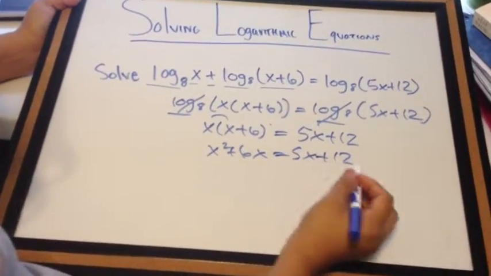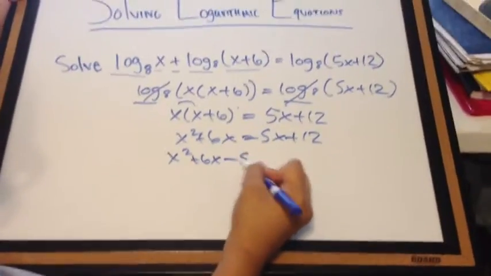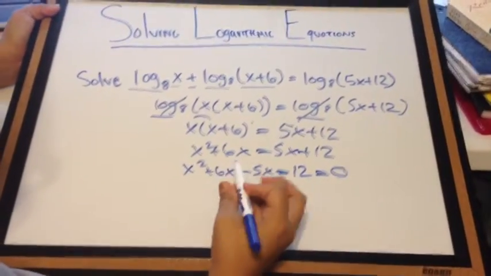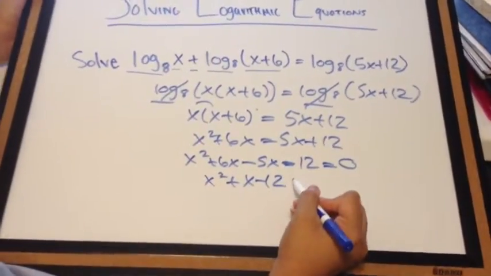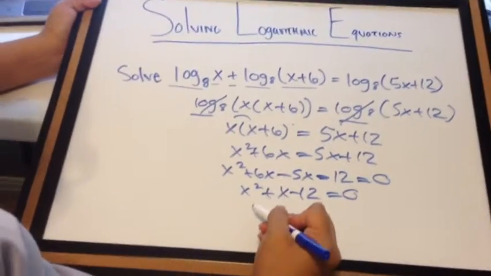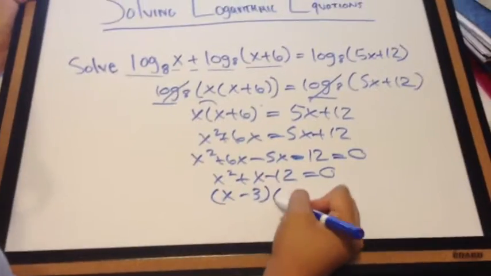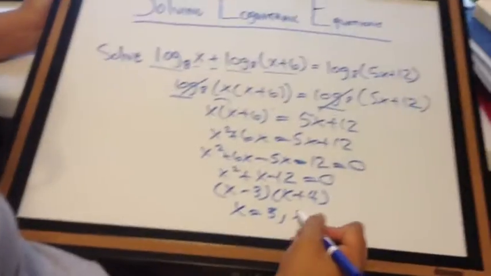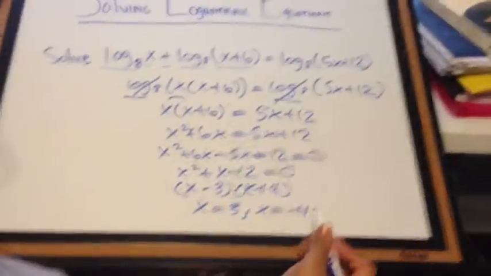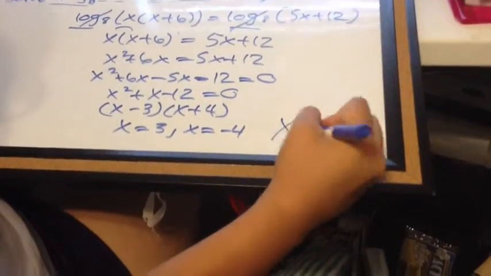We move over the 5x and the 12, and we are left with x squared plus 6x minus 5x minus 12 equals 0. And so it would be x squared plus x minus 12 equals 0. And now we have to factor that. It would be x minus 3 times x plus 4. We are left with x equals 3 and x equals negative 4. And negative 4 really won't have a solution. And so your answer will be x equals 3.